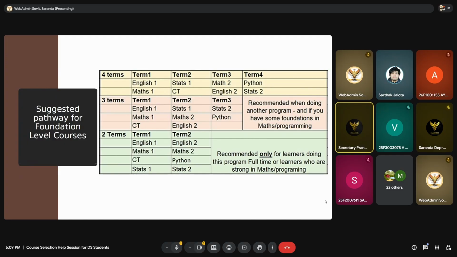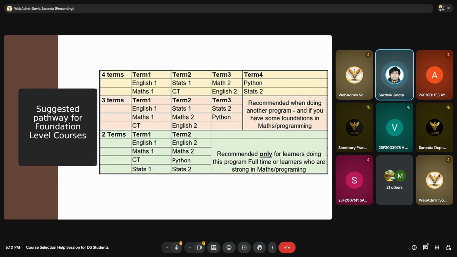Sure. As you can see in the PPT, it's the suggested pathway for the foundational level courses. If I'm talking fast, or if you want me to speak in Hindi, you can just say so in the chat. Right now I will be speaking in English, because I don't know if someone is from a state that doesn't speak Hindi. As you can see, we have three paths: 2 terms, 3 terms, and 4 terms.